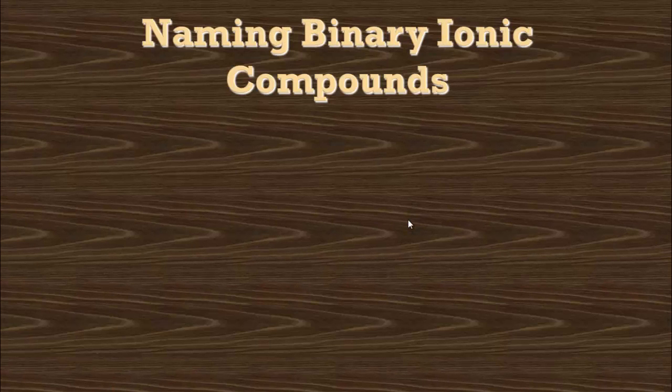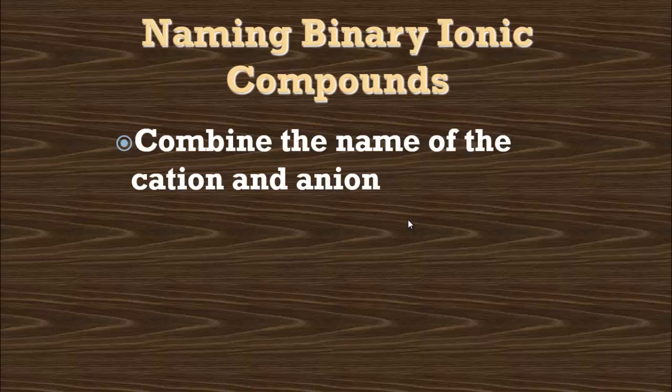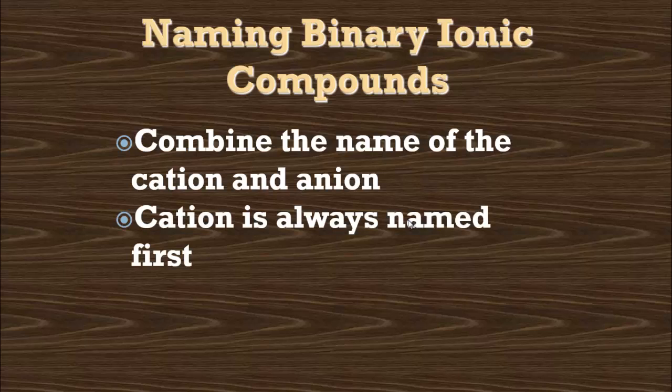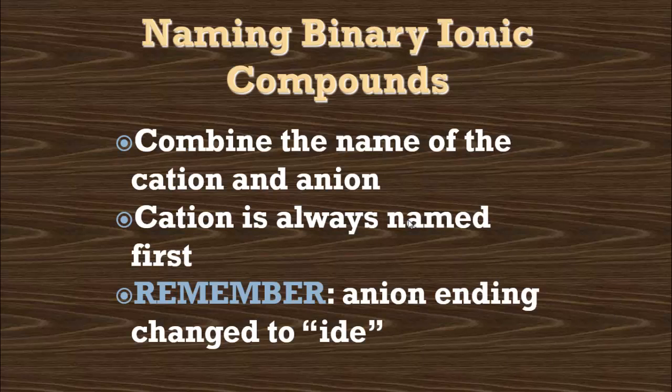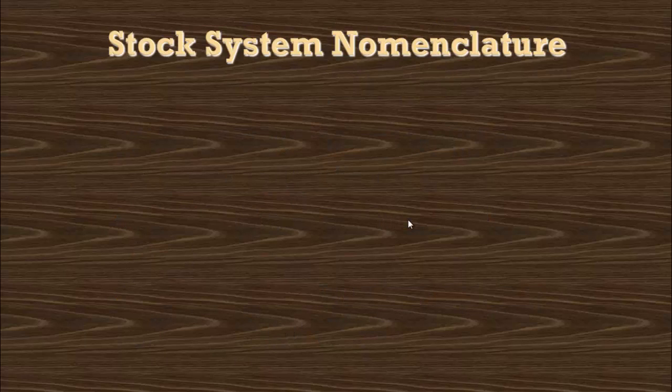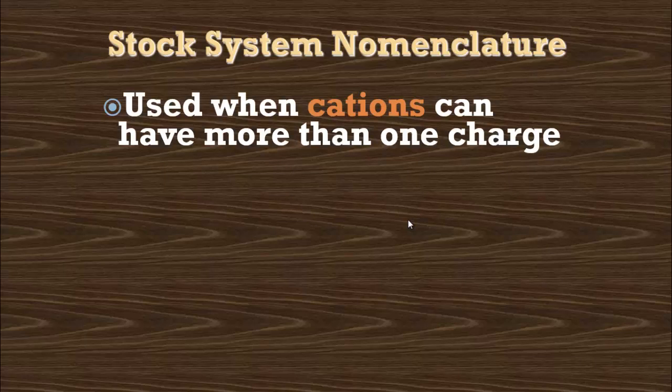We never usually just name an ion, but we put it together in an ionic compound. So let's look at binary ionic compounds. Binary means we just have two elements that are combining. So we're going to combine the name of the cation and the name of the anion. We're always going to list the cation first, and we need to remember that the anion ending is changed to "ide."